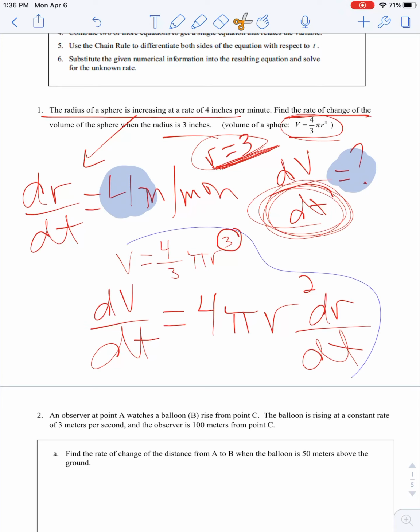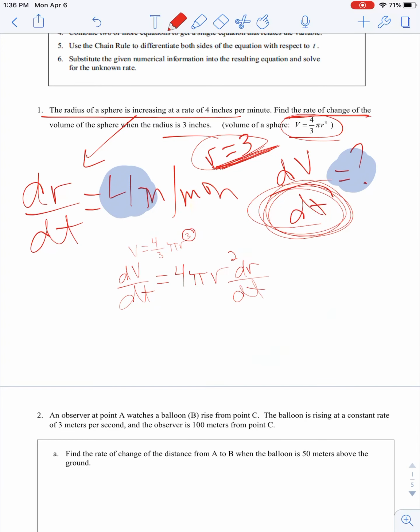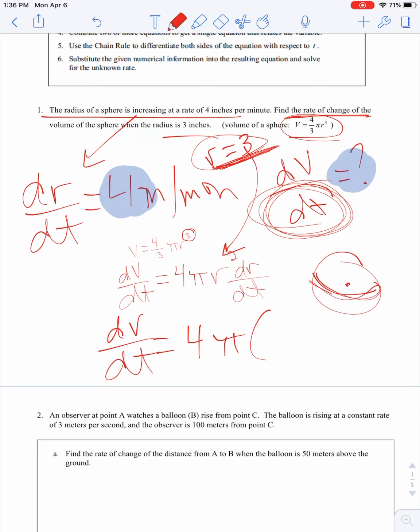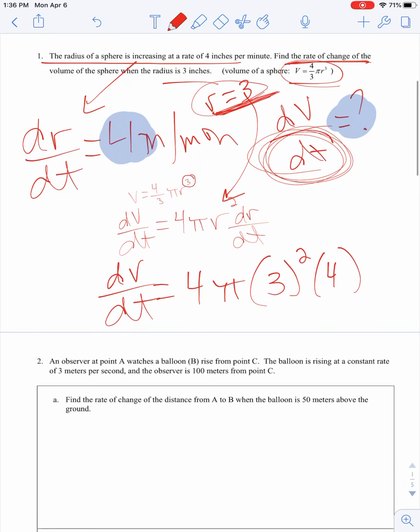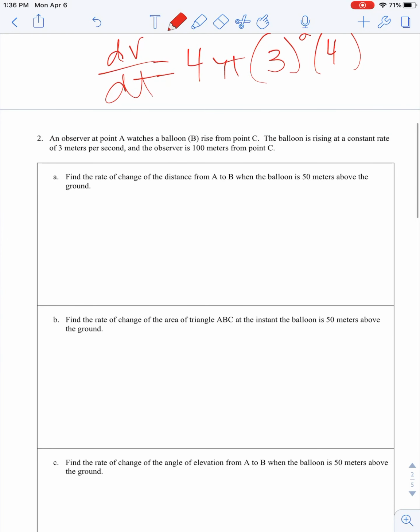Now I plug in what I know. So I wrote it. So now I just plug in. dV/dt is what we're finding. That's my unknown. 4 times pi times, at that moment, the radius is 3. So this sphere is growing. But we want to know at the moment that the radius is 3. Remember, a sphere is just a ball. So radius is 3. dr/dt is 4. And it's increasing, so it's positive. Because these rates can be negative when you're doing it. Calculate that all out, and you're going to get your answer. Okay, I'm going to leave some of it up to you to finish off and solve.